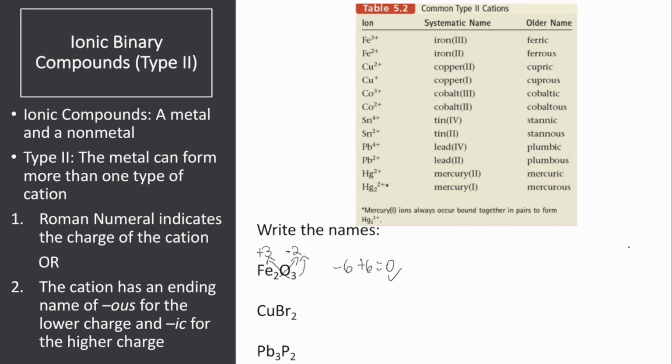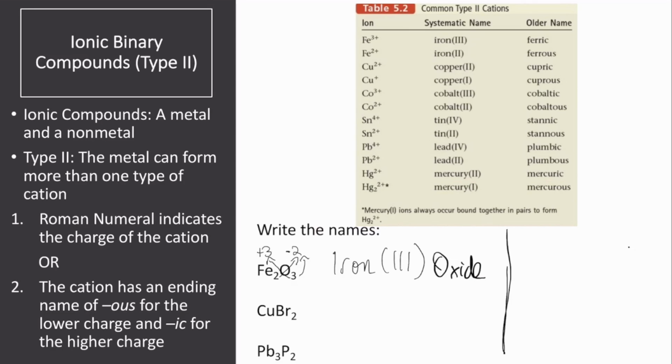Okay, so we know that the charge is +3 for iron. So we look at the names here, iron 3+. The first type of name that we can write is iron and then the Roman numeral. So iron III for the +3 charge, and then for oxygen, we know that it has to be oxide. Okay, so iron III oxide.